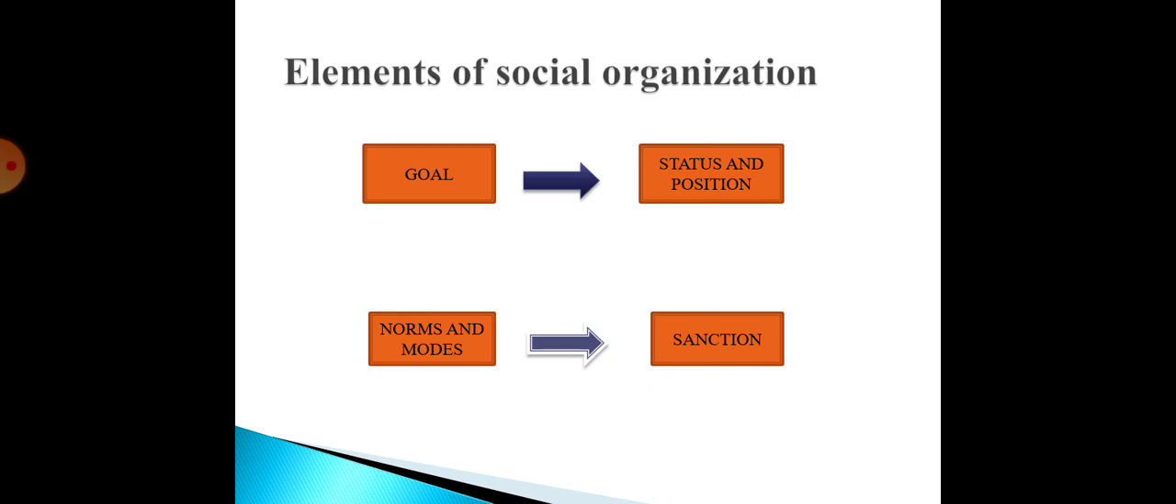Next element, norms and modes. Norms are nothing but rules and regulations of a particular institution or any kind of organization. What is the aim of norms and modes? So that the organization runs smoothly. Smoothly means it has its own rules and regulations, and it should run in the normal manner. It follows certain norms and modes. The norms and modes control the members through discipline, regularity, punctuality, etc.